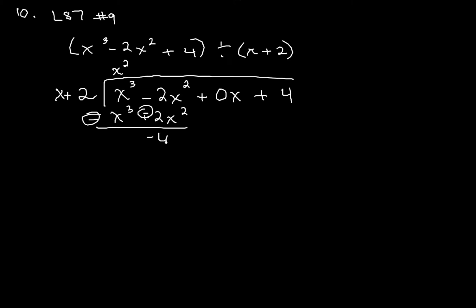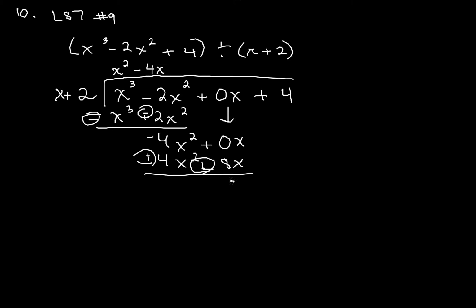So we get negative 4x squared. Be careful with changing your signs. Bring down the 0x. Now we need what times x is negative 4x squared, to be negative 4x. So we get negative 4x squared. Tell me if I make a mistake because I'm going really fast. Minus 8x. So we get plus 8x. We're going to bring down that 4.